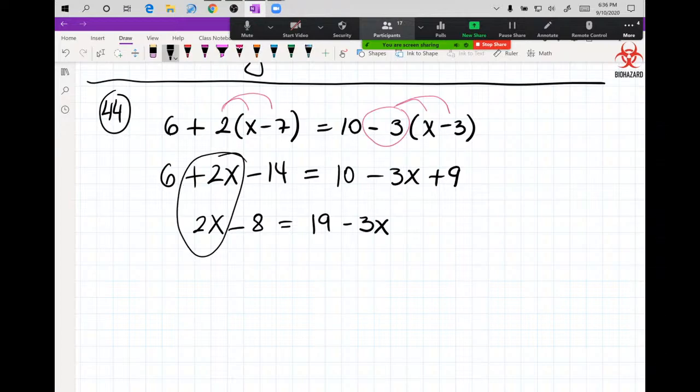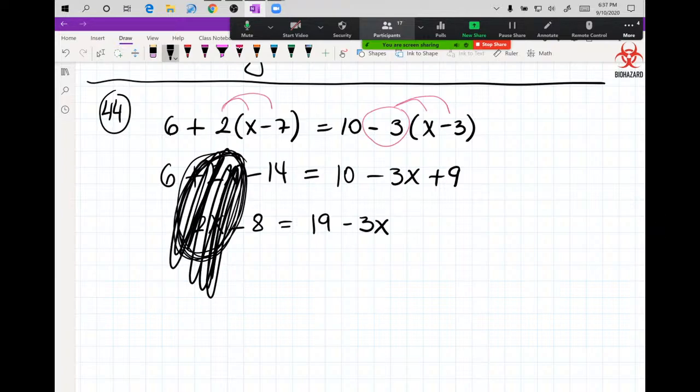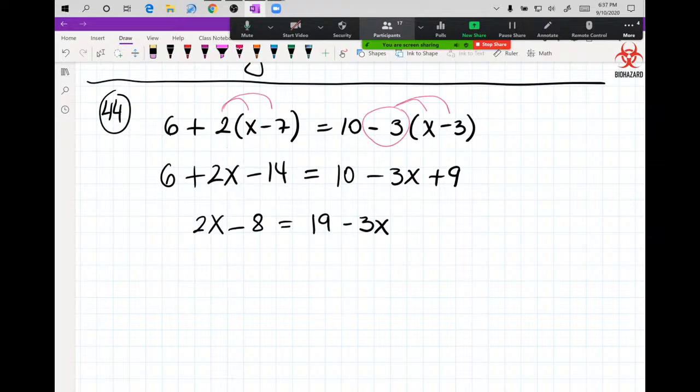2x is copied. Are we agreeing on that? So if 2x is copied and out of the picture, how much is the remaining 6 minus 14? Negative 8, right? Beautiful.